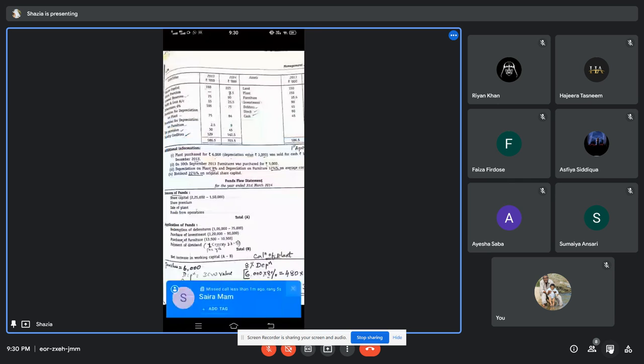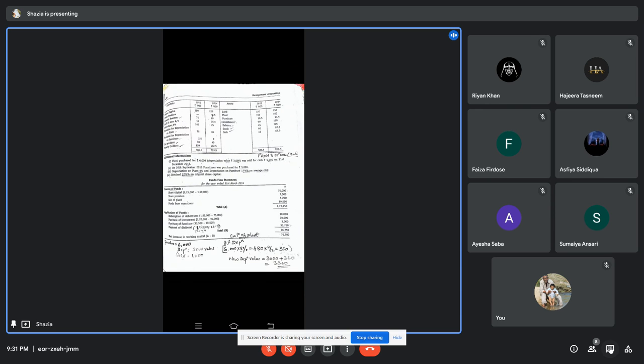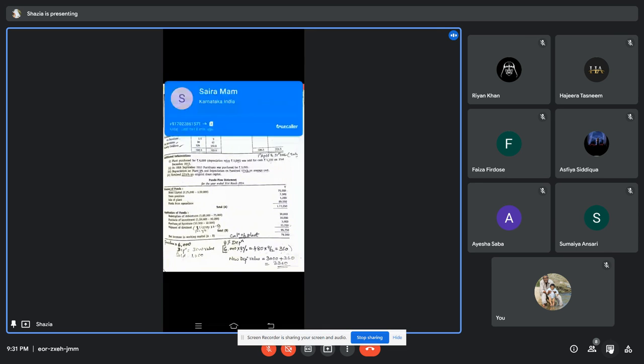Is the screen visible? Yes, ma'am. Okay, 13,500 and 10,500. Minus, you will get 3,000. Then payment of dividend, I told you. 1,50,000 into 25.5. How did this 0.5 come? Half, 1 divided by 2 is 0.5. So add that.